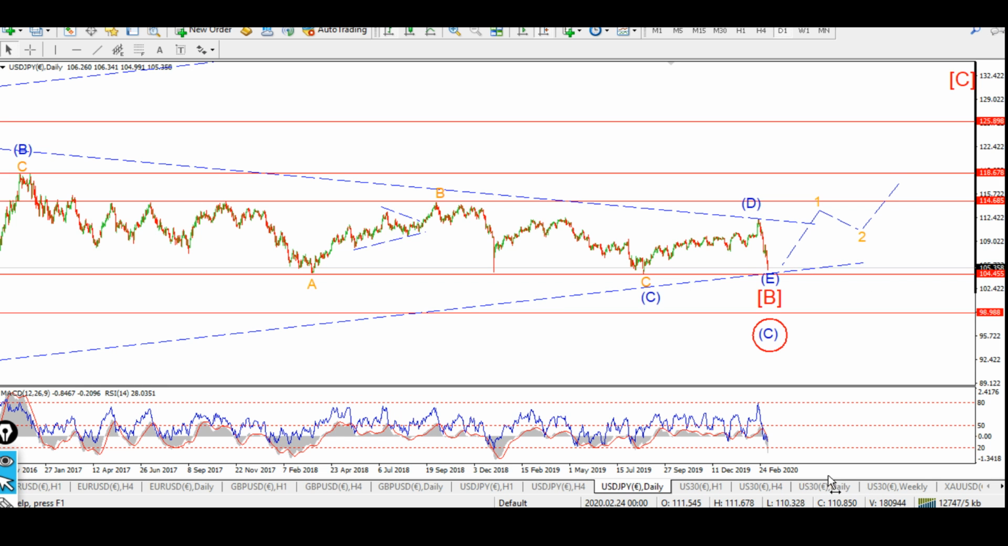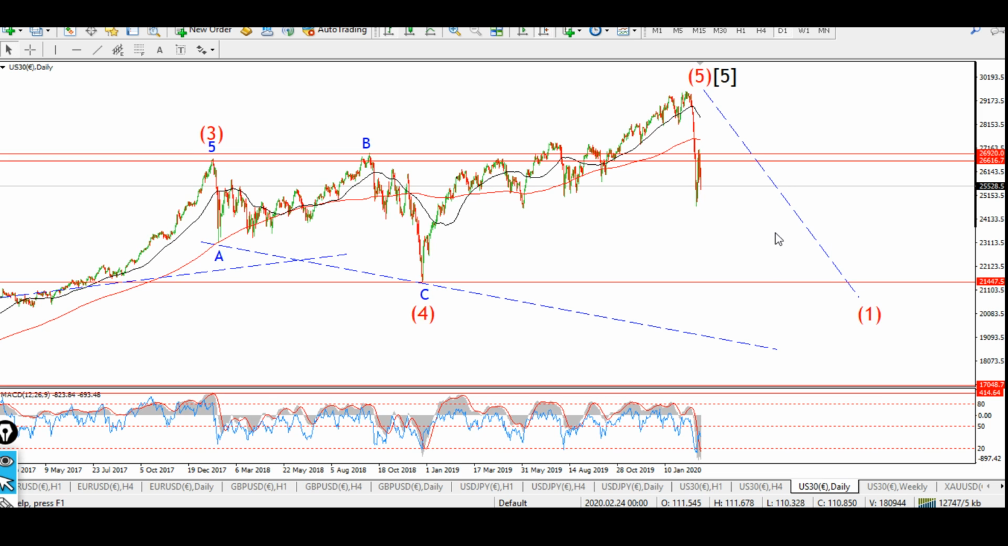Okay, let's get on to the stock market. So this is the Dow. This is the recent plunge down in wave 1 of what will most likely be wave 1 of 1. And the larger wave 1 will probably break below that 21,000 level again, before we get a larger correction.